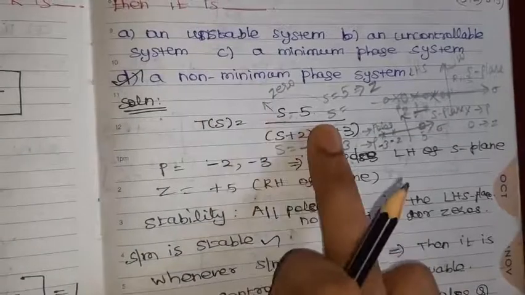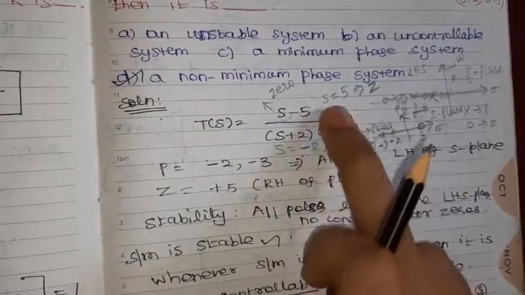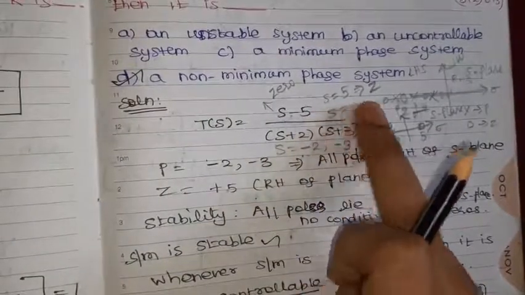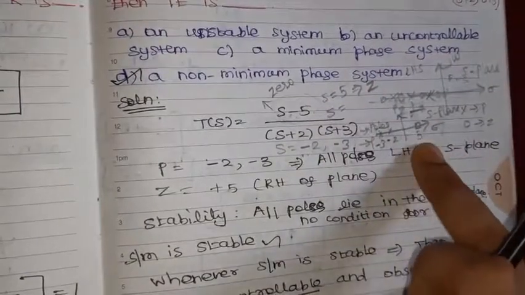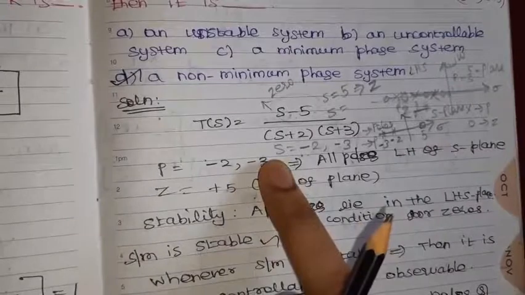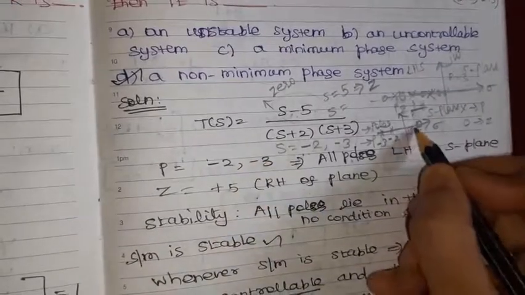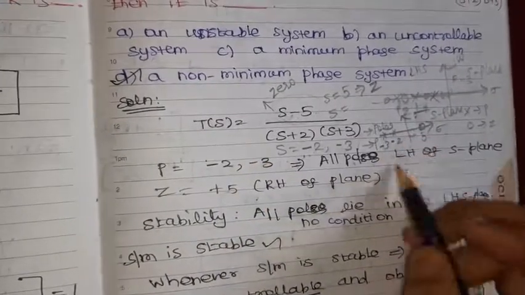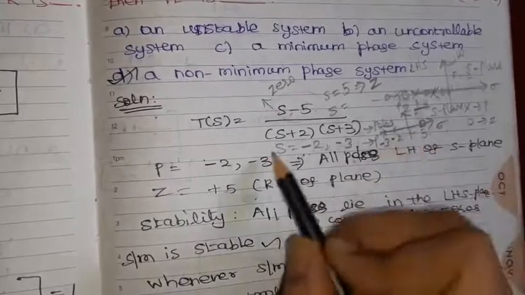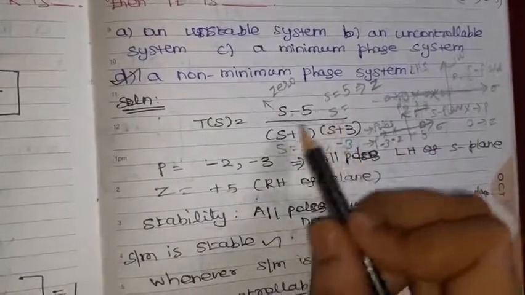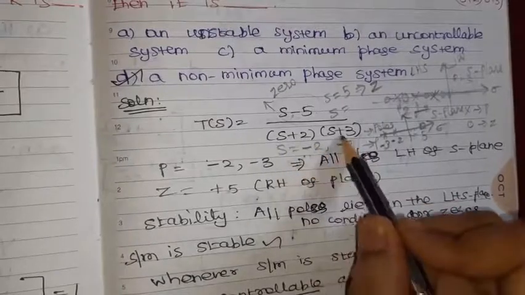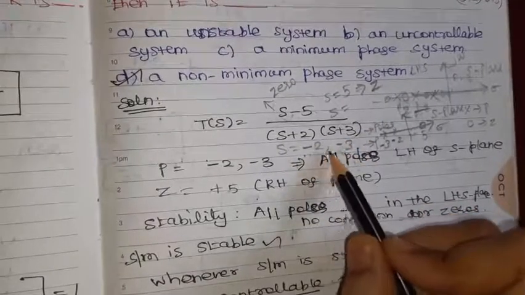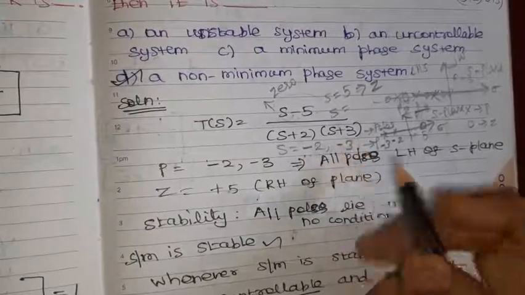So equate the numerator part equal to 0, S minus 5 equal to 0, S equal to 5. So there is 1 0 at S equal to plus 5. Then here the denominator term represents the location of poles. So S plus 2 equal to 0, S equal to minus 2, so at minus 2 and minus 3 we have 2 poles.